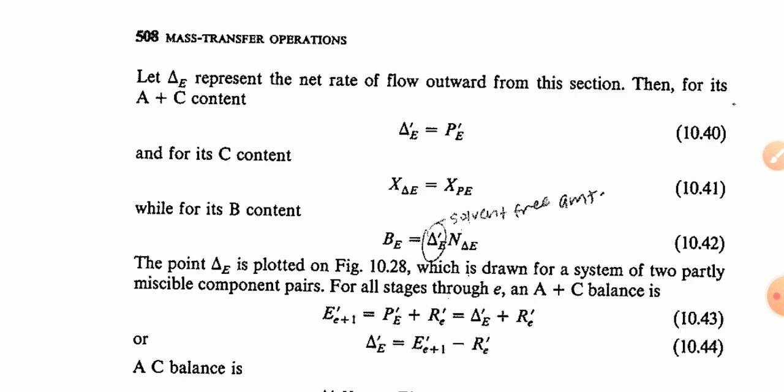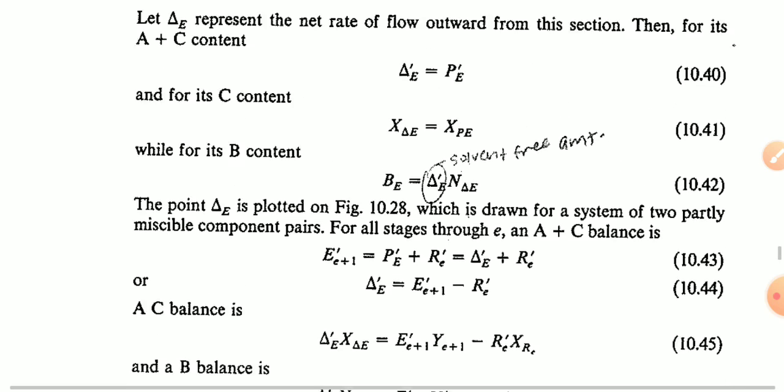The point delta E is plotted on this figure, which is drawn for a system of two partially miscible component pairs. For all stages, through an E and A plus C balance, E dash E plus 1 is equal to P dash E plus R dash E, which is equal to delta E plus R dash E. Delta E dash E is equal to E dash E plus 1 minus R dash E.